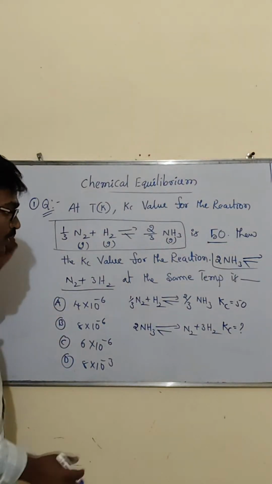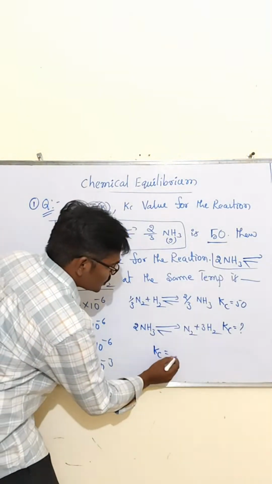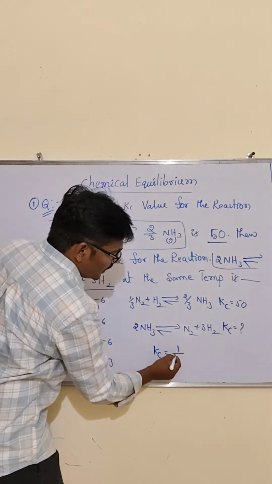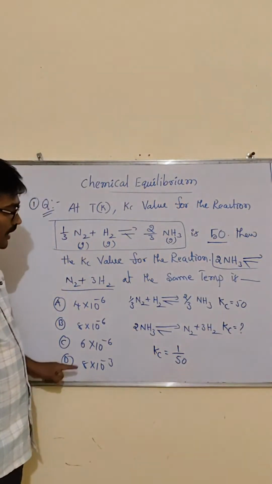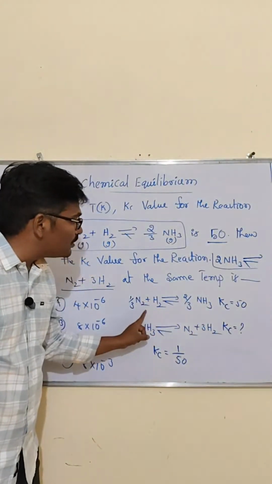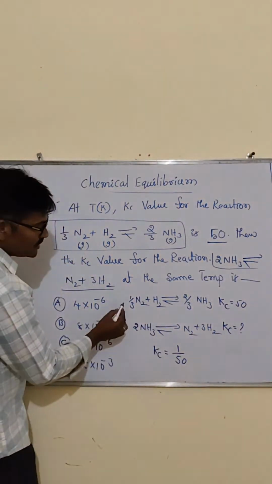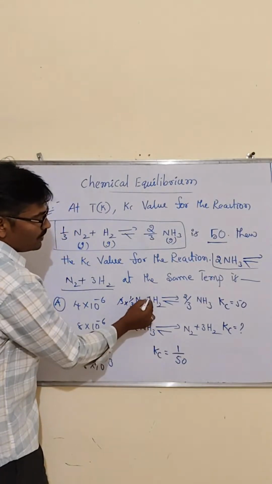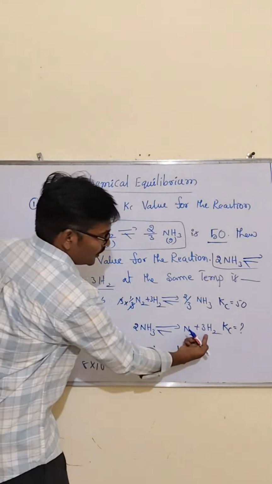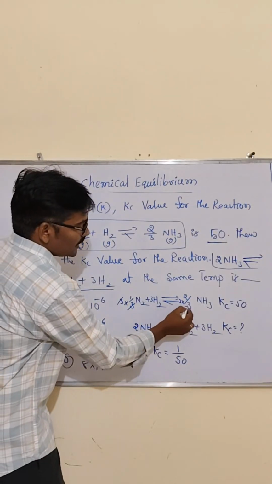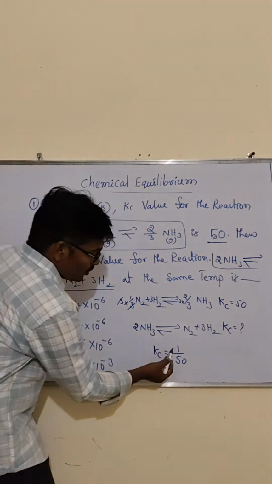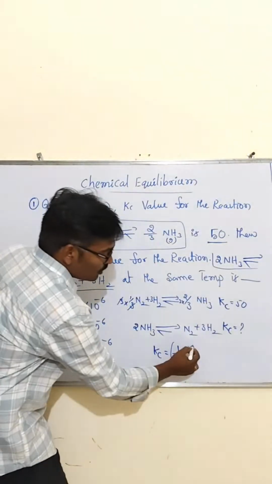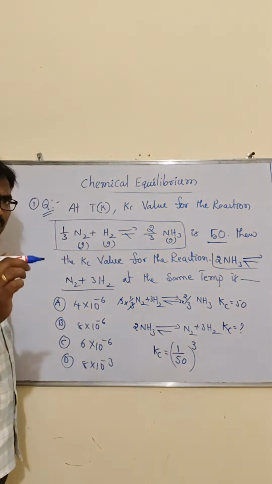Once the reaction is reversed, the Kc value we have to take is 1 divided by 50. Even this reaction we got by multiplying the entire equation by 3. Multiplied with 3, we get N2, and 3H2 multiplied with 3 cancels to give 2. So whatever number we multiplied the above equation with, you have to take it as power 3. Clear, all of you?